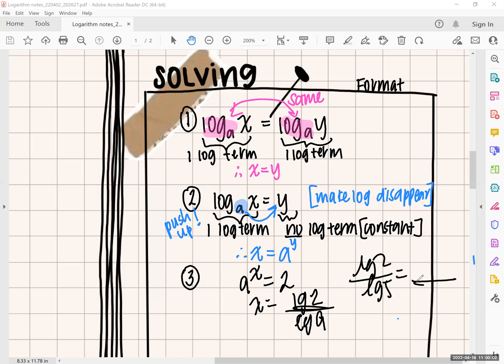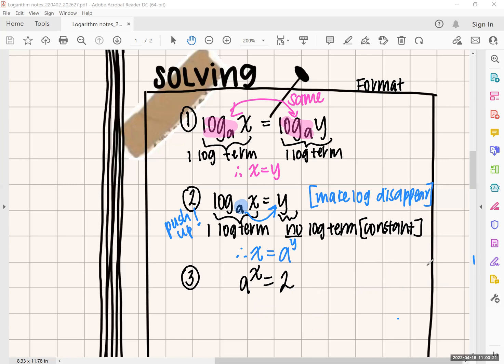Got it? Maybe it's like log 2 over log 5, to give you whatever answer you need. But you never write this down. You write only the final step, that cannot. This one is not acceptable. So if you want to do that, yes, you can, but don't skip steps, guys. Never skip steps, because skipping steps means you're skipping thought processes.